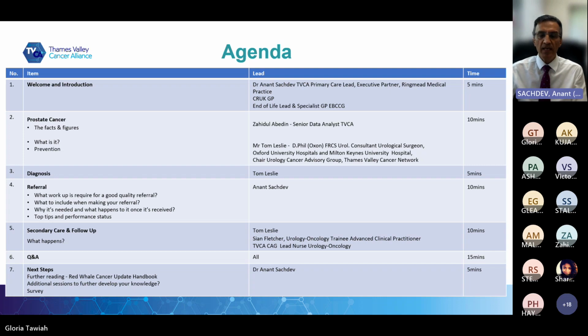Today's agenda is pretty full, but we want it to be very interactive. We want to share with you some data on prostate cancer, talk a little bit about what prostate cancer means and how to prevent it, and a little bit on diagnosis, quality referrals, and secondary care. We won't have time for questions and answers, but obviously we want to make it interactive.